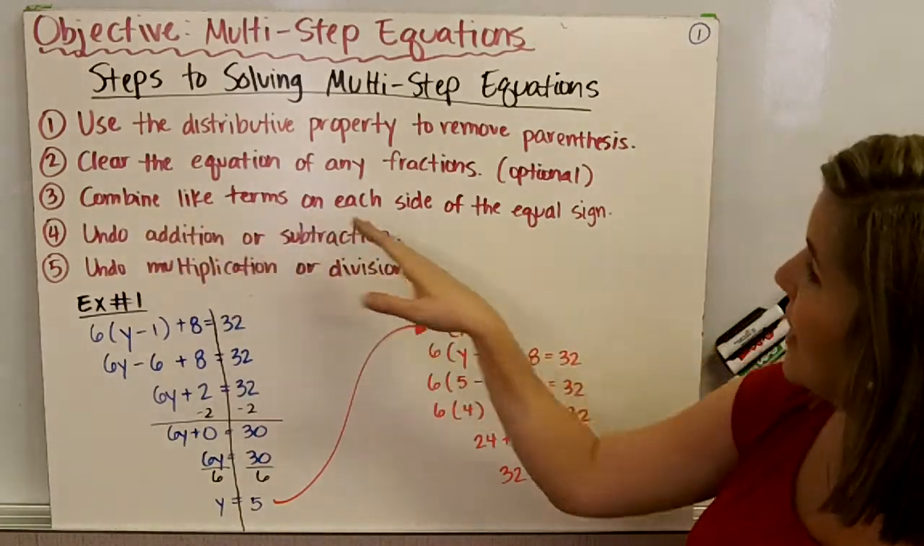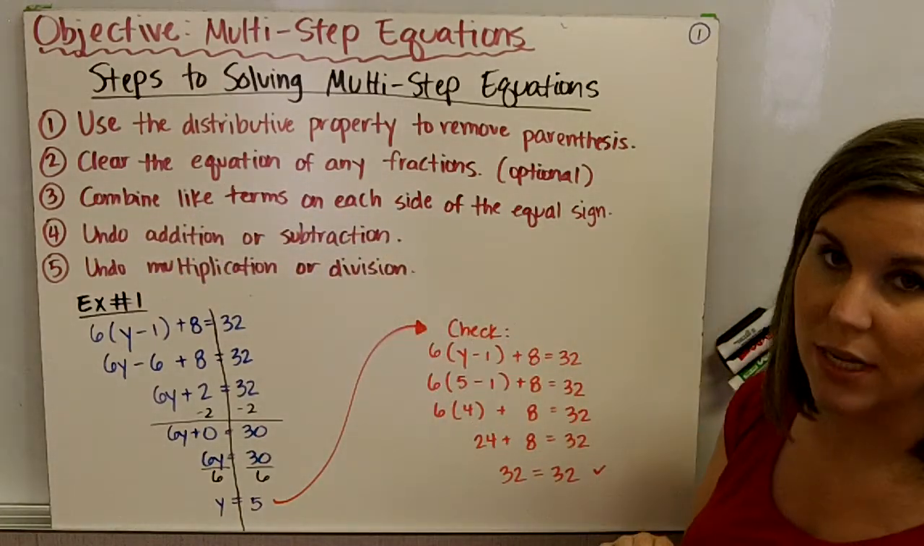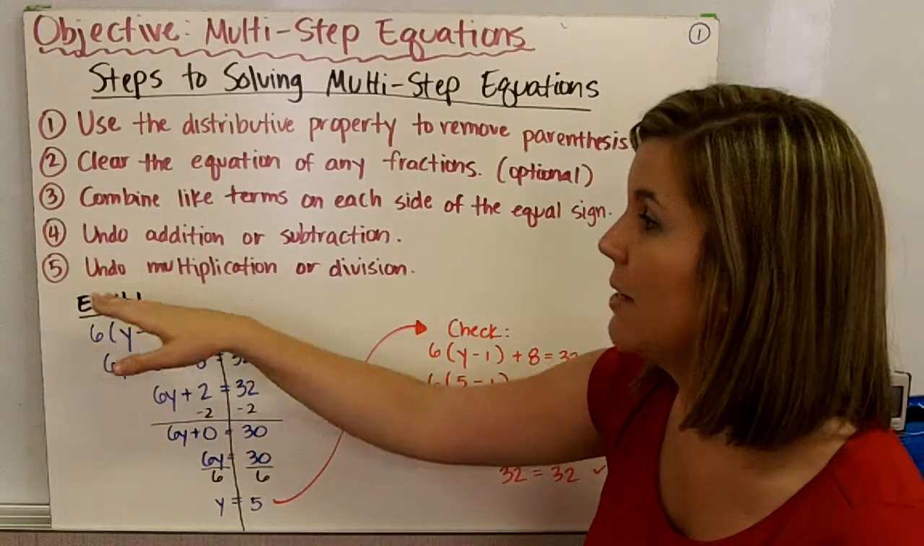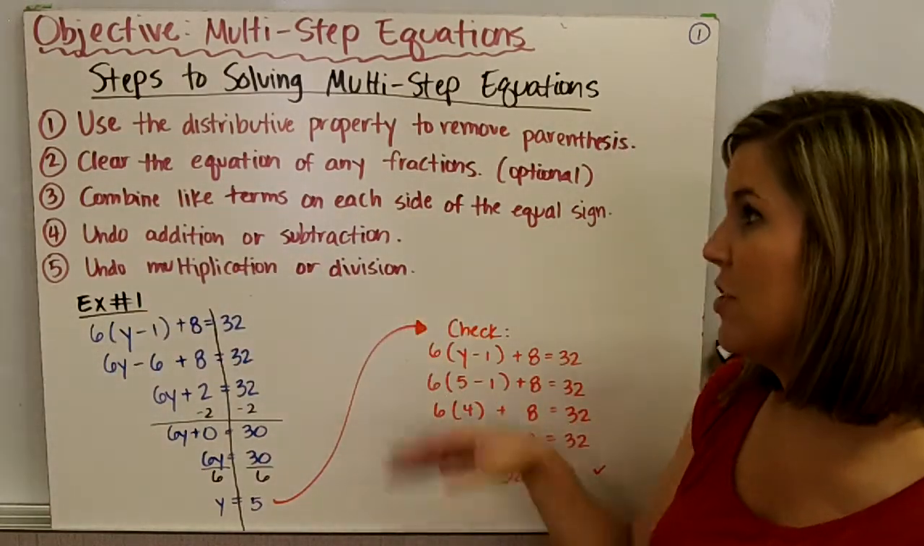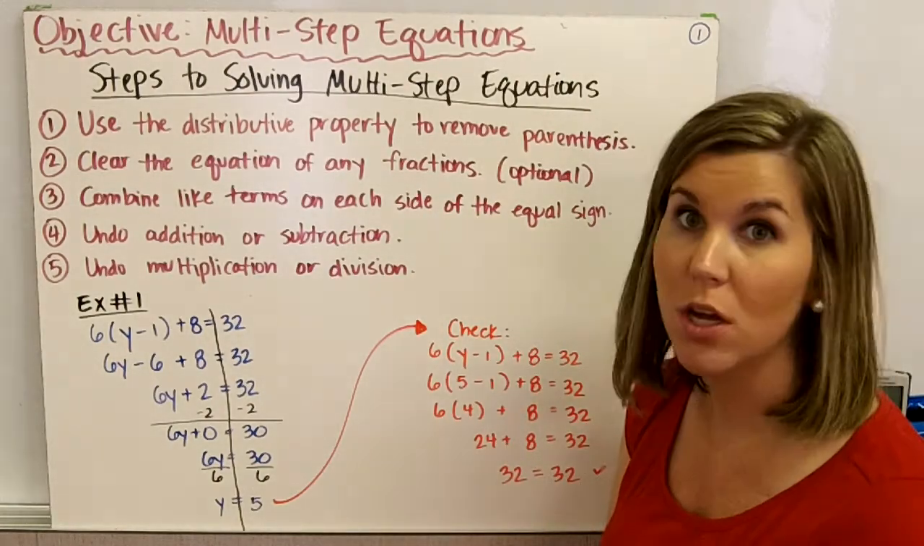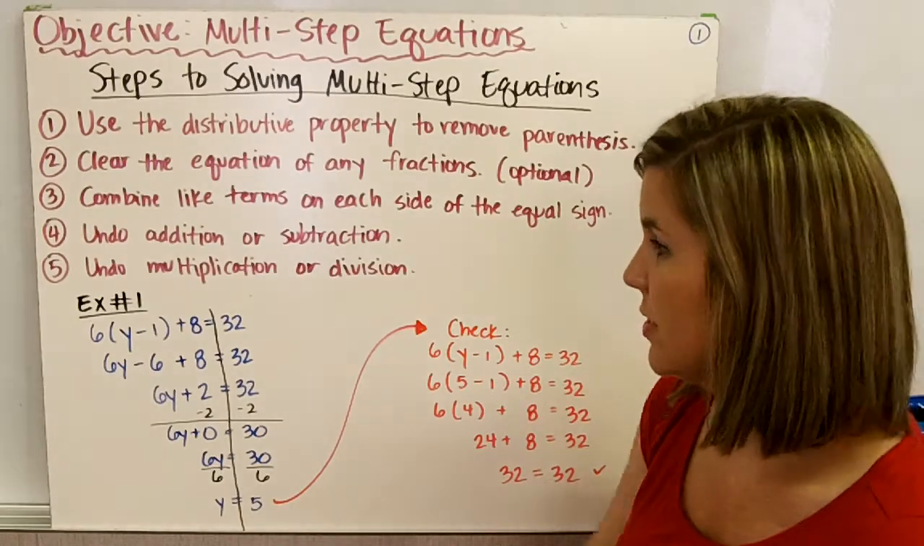Step 3, combine like terms on each side of the equal sign. Step 4, undo addition or subtraction. And step 5, undo multiplication or division. So steps 3, 4, and 5 you've used before with solving one-step and two-step equations.